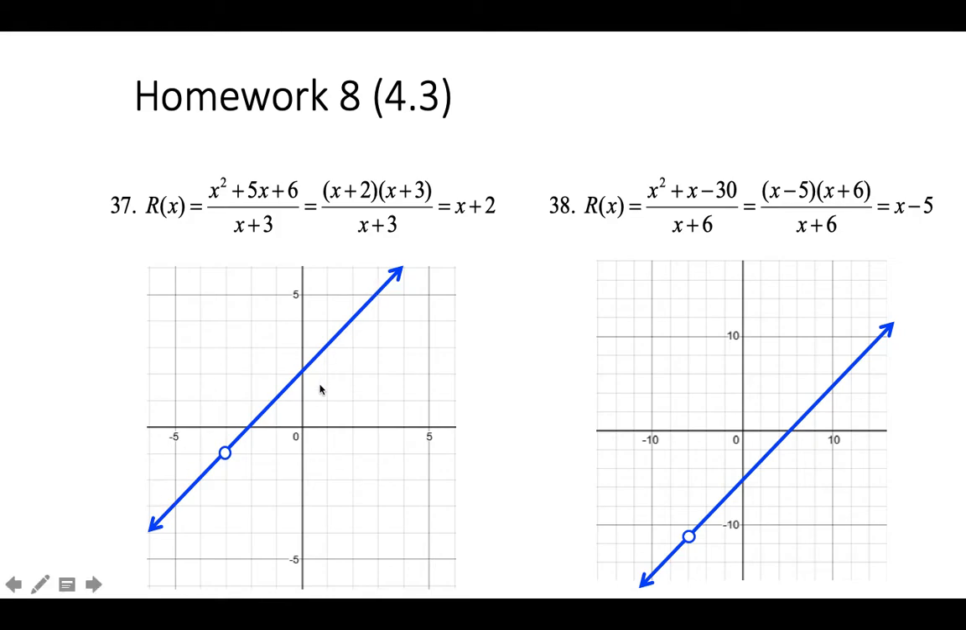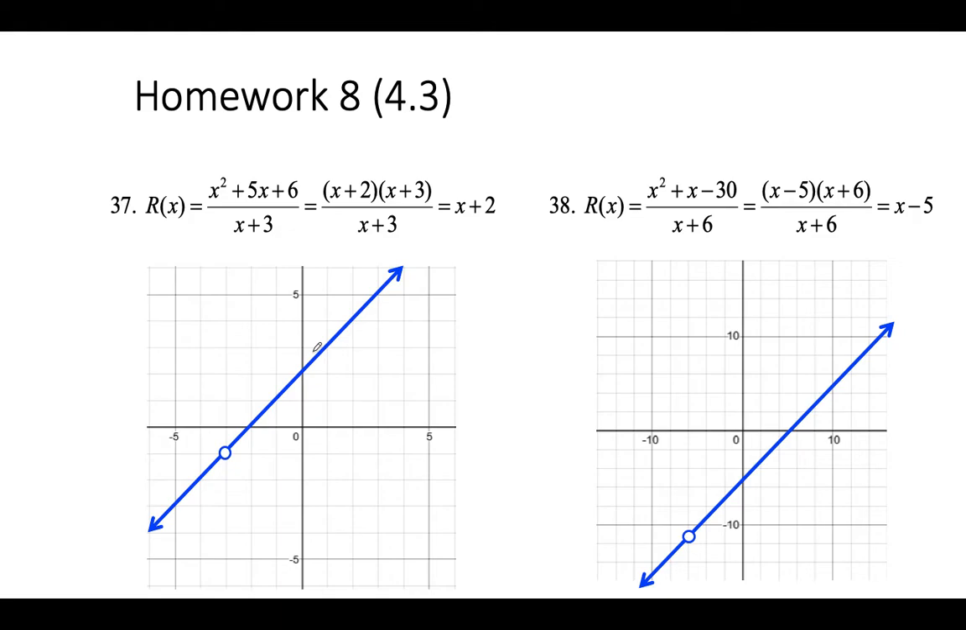Both of these two questions, 37 and 38, are very unique in nature because of the solution of the graph. Normally, our graph is like this, then maybe like this, in a rational function, different types of graphs. But in this question, we have just got a straight line. Why is that so?